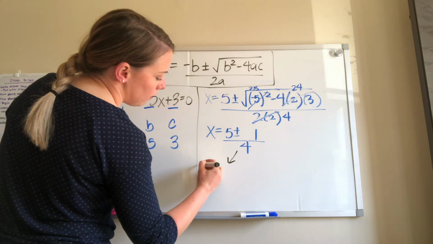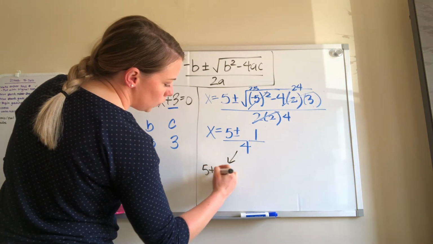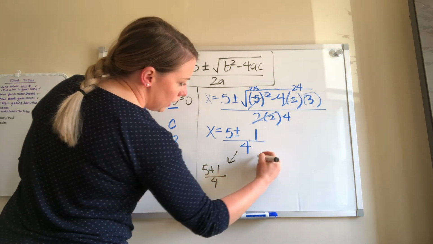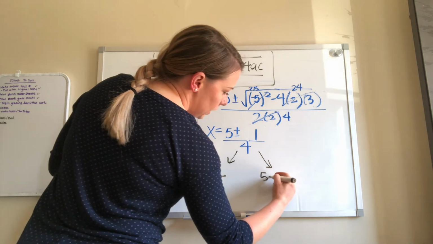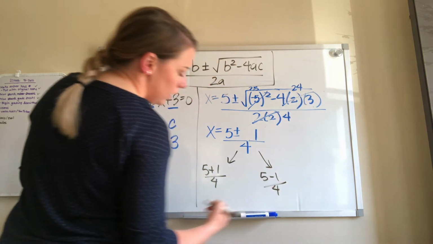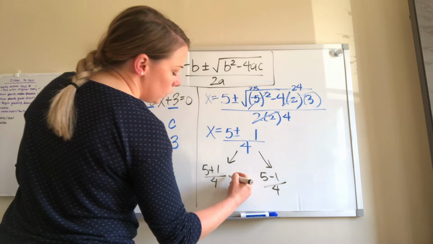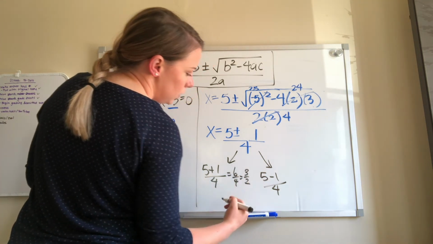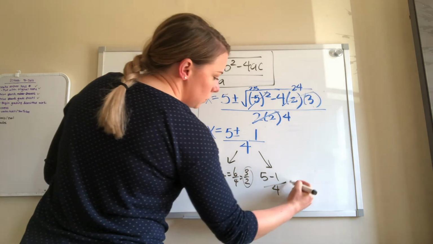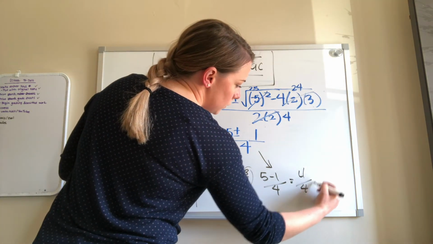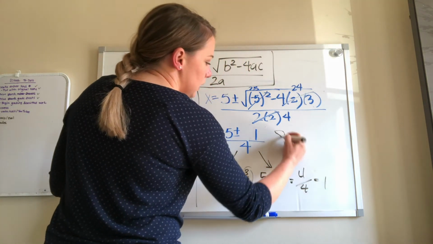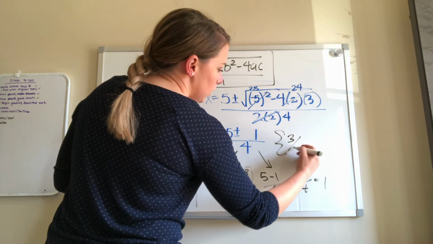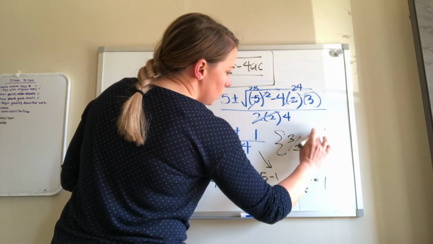So I'm going to have 5 plus 1 divided by 4, and I'm going to have 5 minus 1 divided by 4. This would be 6 over 4, which reduces to 3 over 2. And then this would be 4 over 4, which reduces to 1, which means that my answers would be 3 over 2 and 1.